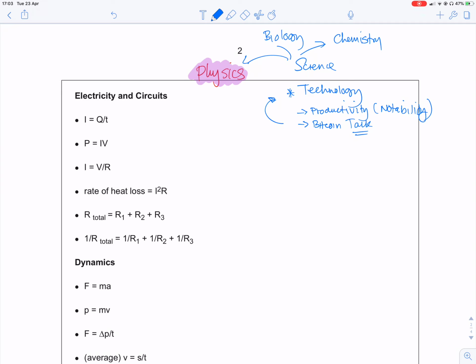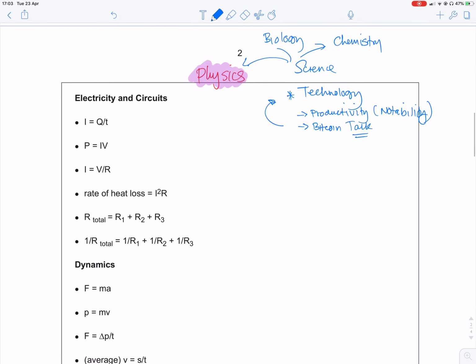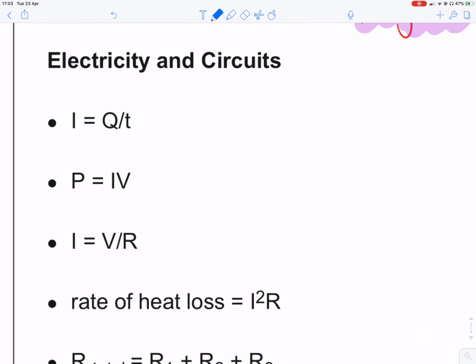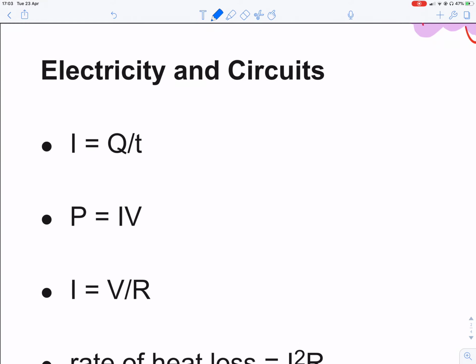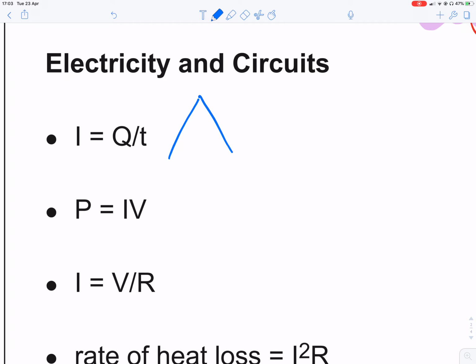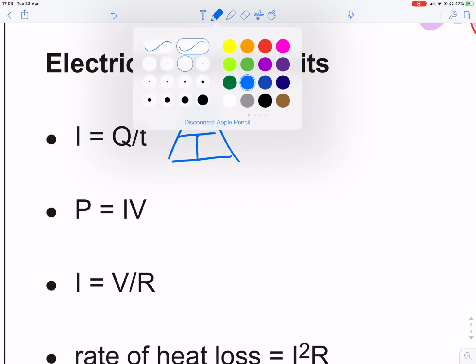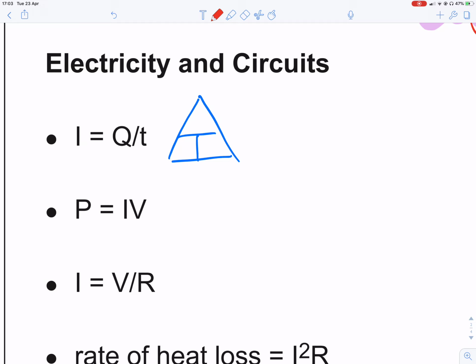So in this video, I just want to look at a few physics equations. The first one, on electricity and circuits, is I is Q over T. If you do a little triangle using I is Q over T, then you can get the equation Q equals I times T, which is IT, and T is equal to Q divided by I.